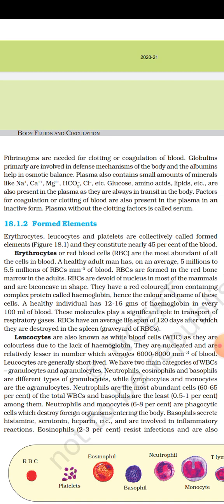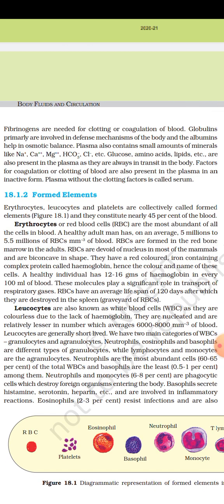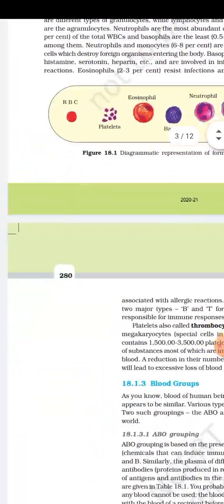Neutrophils are the most abundant cells, 60 to 65% of total WBCs, and basophils are the least, 0.5 to 1% among them. Neutrophils and monocytes, 6 to 8%, are phagocytic cells which destroy foreign organisms entering the body. Basophils secrete histamine, serotonin, heparin, etc. and are involved in inflammatory reactions. Eosinophils, 2 to 3%, resist infections and are also associated with allergic reactions.